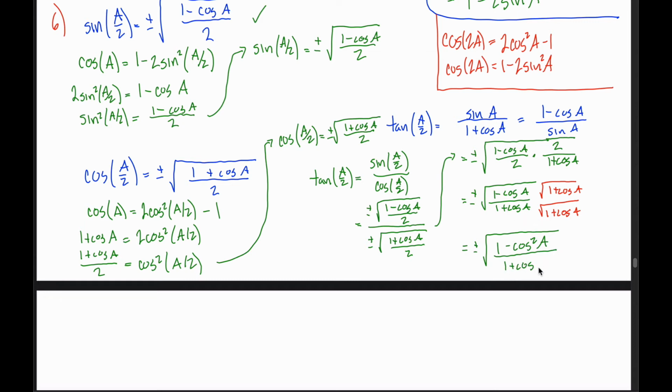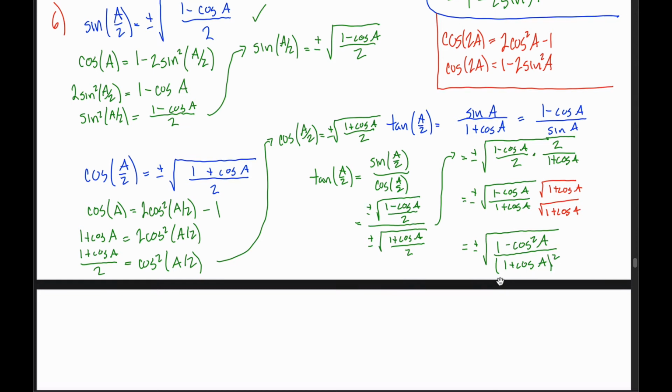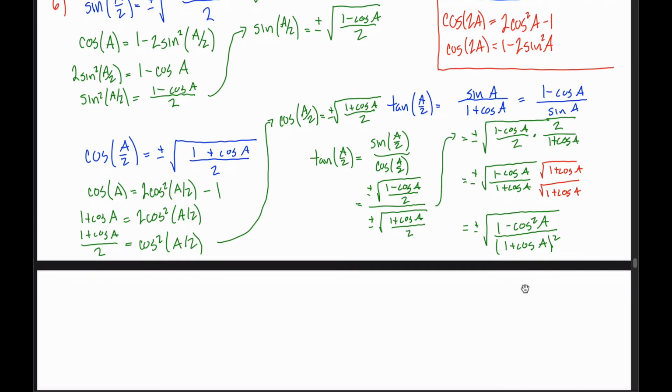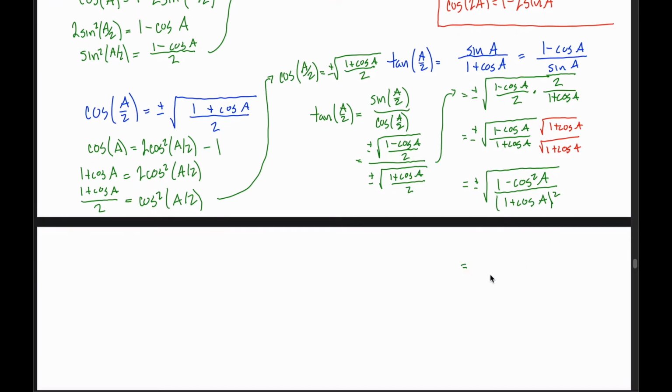I have 1 plus the cosine of A squared. Okay, so the bottom is going to work out really nicely because I have something squared, and the square root, formally speaking, will cancel each other out. But what about the top? Well, up top, I got 1 minus cosine squared A.